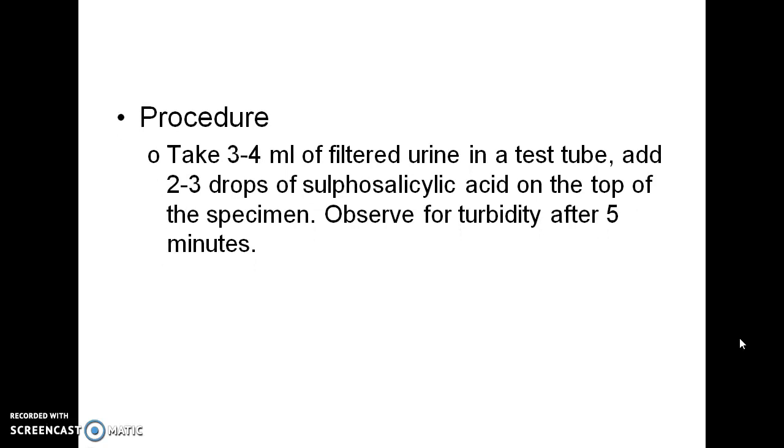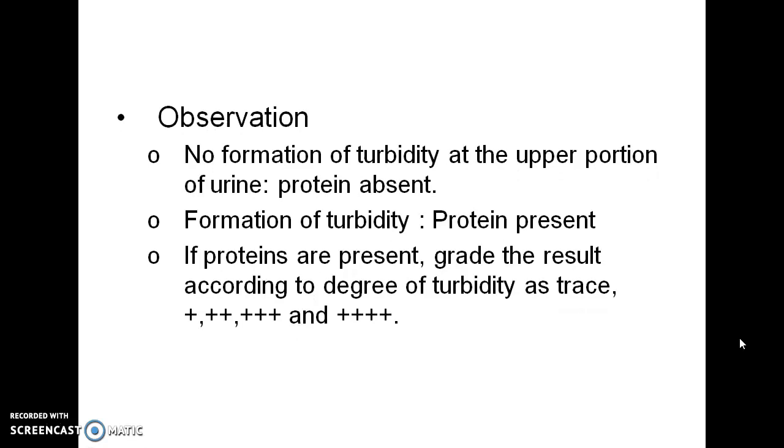You have to take 3 to 4 ml of filtered urine in a test tube. Add 2 to 3 drops of sulfosalicylic acid on the top of the specimen. Observe for turbidity after 5 minutes. If there is no formation of turbidity at the upper portion of the urine, then the protein is absent. Formation of turbidity indicates presence of protein. If proteins are present, grade the result according to the degree of turbidity as trace, +1, +2, +3 and +4.